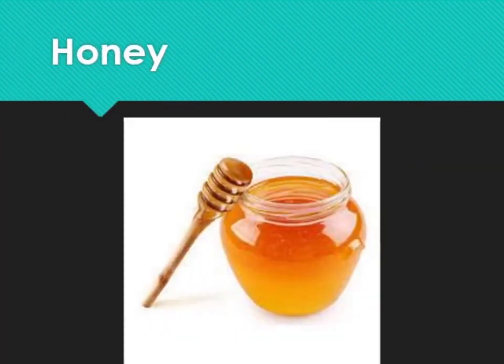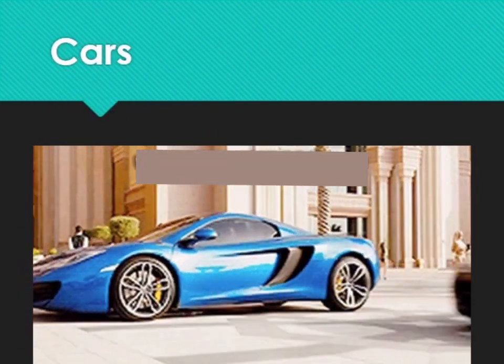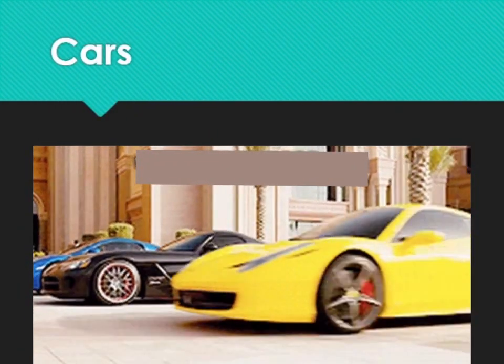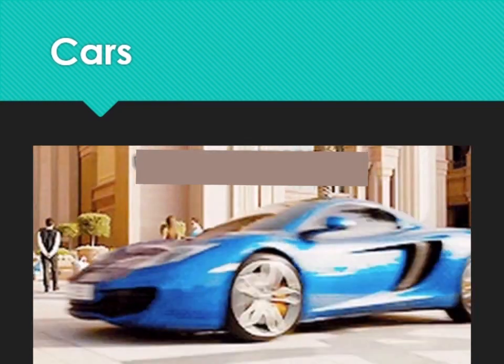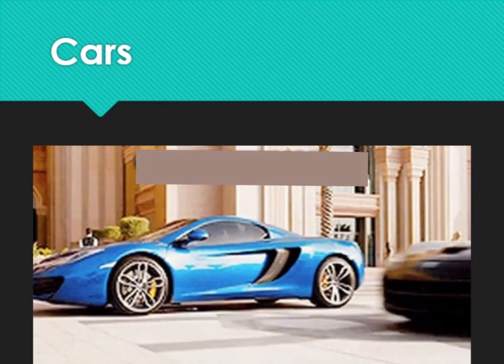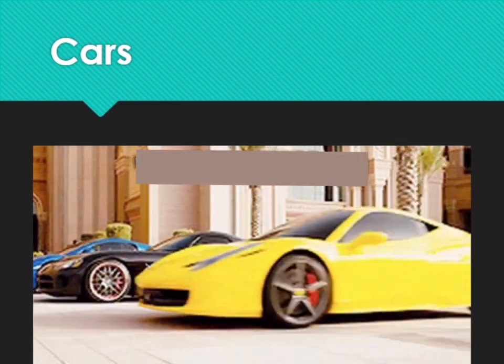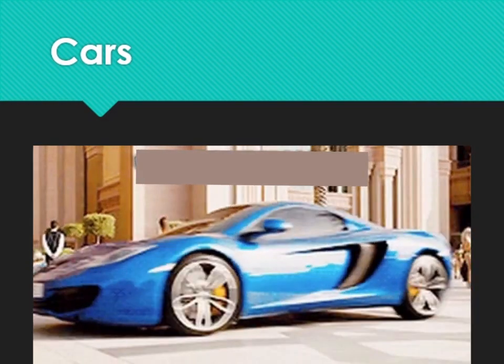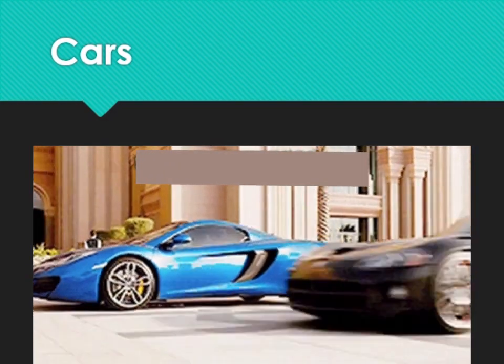Next is honey. Can we count honey? No, we cannot. So honey is an example of an uncountable noun. You can see many cars in this picture. Can we count the cars? Yes, we can. So cars is an example of countable nouns.